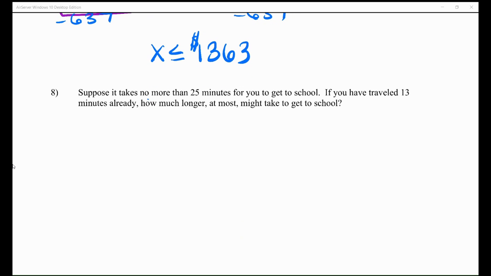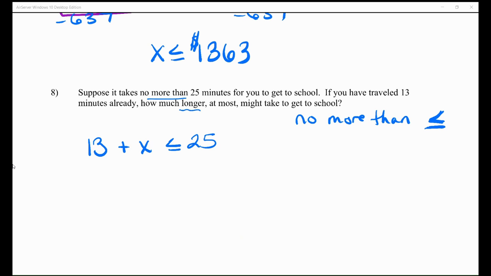Suppose it takes no more than 25 minutes for you to get to school. If you have traveled 13 minutes already, how much longer at most might it take to get to school? So we've already traveled 13 minutes. We want to find out how much longer, so we're going to add our unknown time. And keep in mind, no more than. That phrase means less than or equal to because I don't want to exceed that amount. So there's our inequality that models the situation, and we can subtract 13 from both sides to solve.